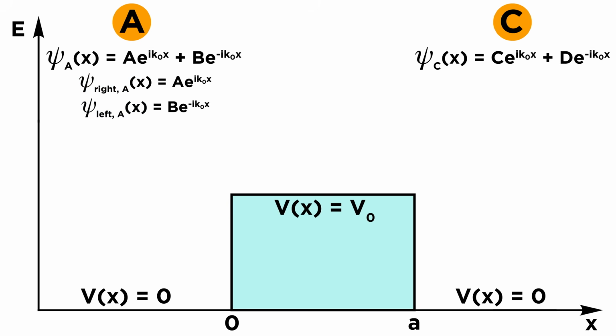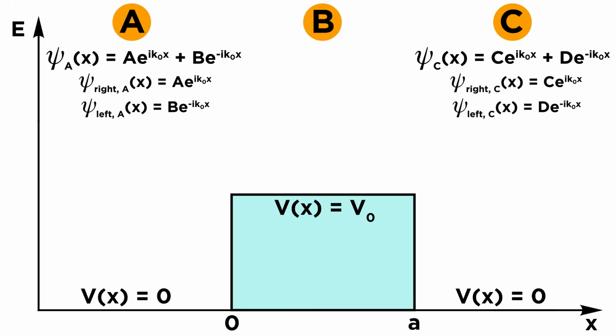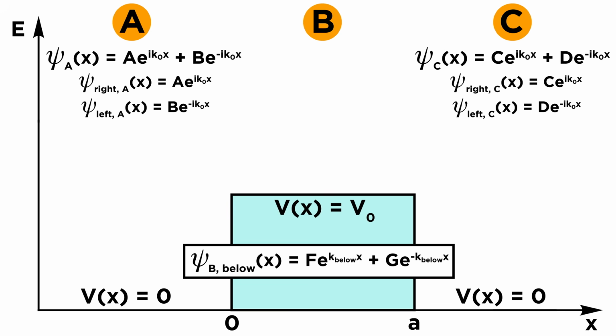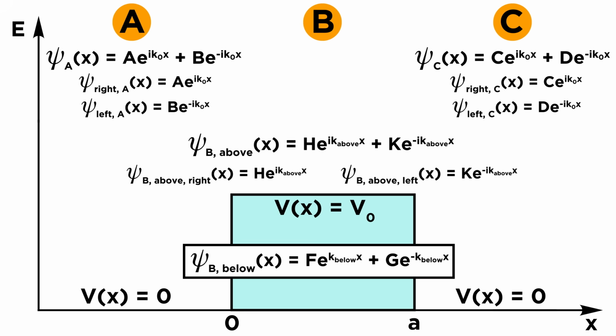We can do the same thing for region C. Here we found this expression for psi C, and we can split this up into psi right C and psi left C. And then finally for region B, we found that the wave function will be different depending on the energy of the particle. For psi B below, we won't split this up into left and right, as they are real exponentials and thus don't represent a traveling wave. In this scenario, the particle is localized. But for psi B above, we can again split this up and get psi B above right and psi B above left, just like we did for regions A and C.